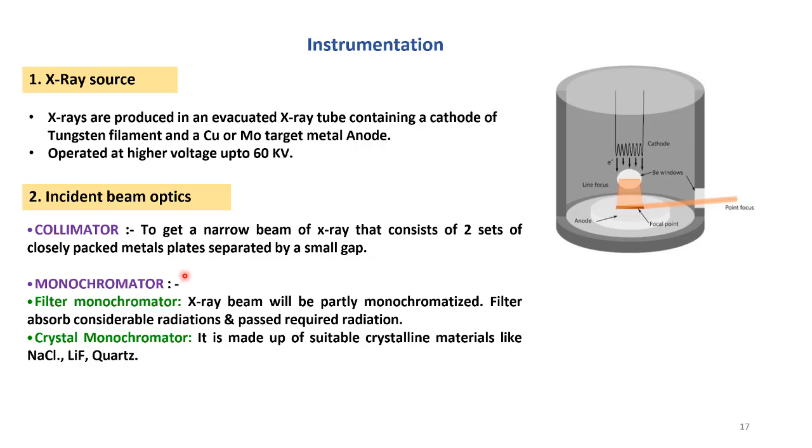Then we have a monochromator. Once the X-rays are generated, with the collimator we try to make it a narrow beam, and then with the monochromator we try to filter it at a single particular wavelength. We have two kinds of monochromator: filter monochromator and crystal monochromator. In the filter monochromator, the X-ray beam will be partially monochromatized. The filter absorbs the considerable radiation and passes the required radiation. And the crystal monochromator is made of suitable crystalline material like NaCl, LiF, quartz, etc. Those crystals absorb the radiation and pass the required radiation.